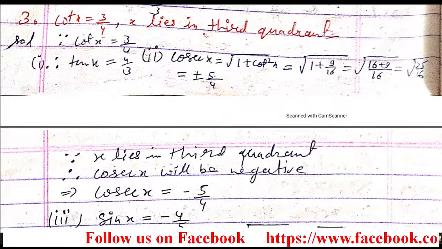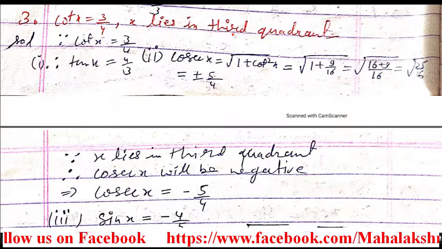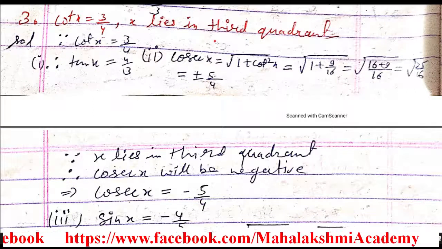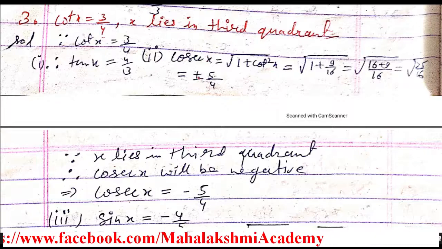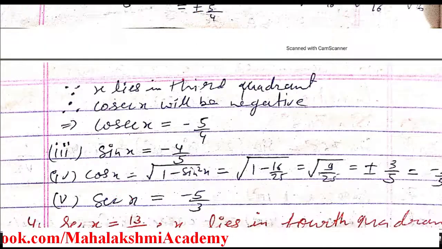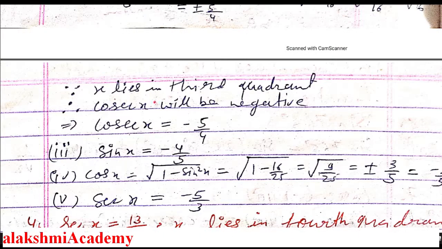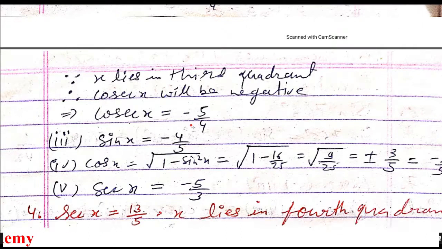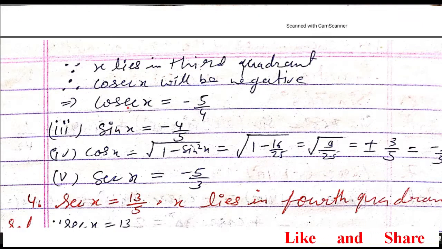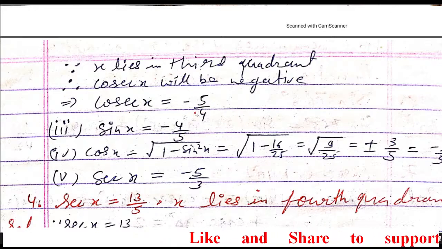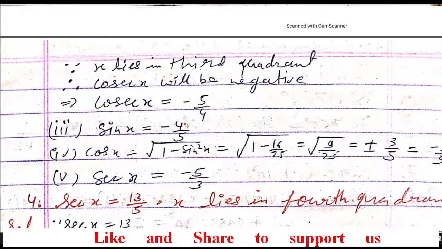Now in which quadrant does x lie? x lies in the third quadrant, and in the third quadrant only tan and cot are positive. So for the cosec value here, just select negative. Since x lies in the third quadrant, cosec will be negative. So select minus 5 upon 4 for the cosec x value, and sin x is the reciprocal of cosec x. So when you do the reciprocal, you will get minus 4 upon 5.